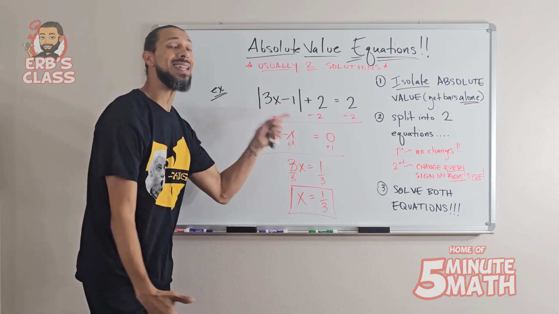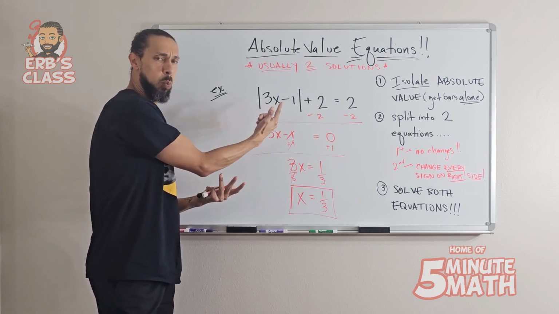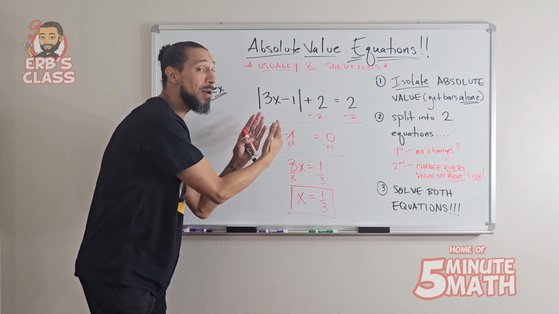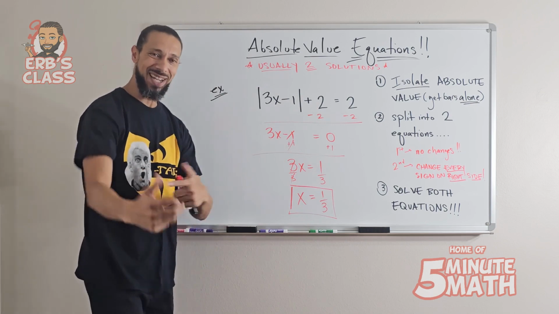If I plug that back in here, does it work? Let's see. 3 times 1/3 is 1. 1 minus 1 is 0. The absolute value of 0 is 0. 2 equals 2. Okay.